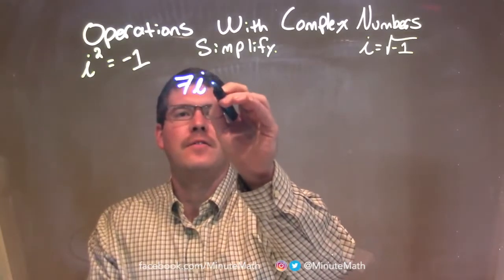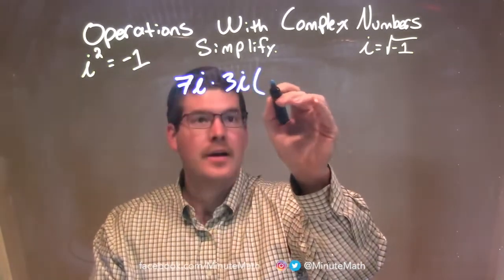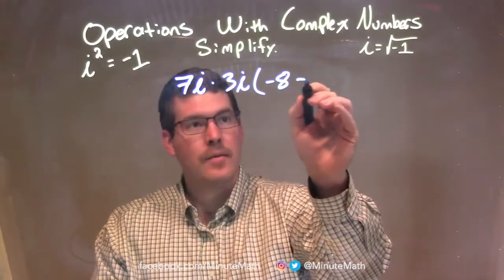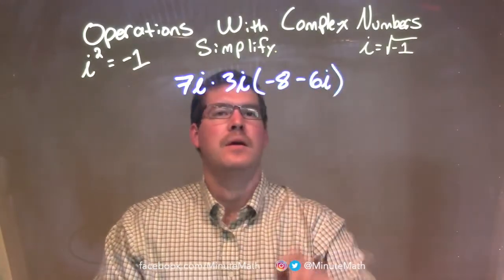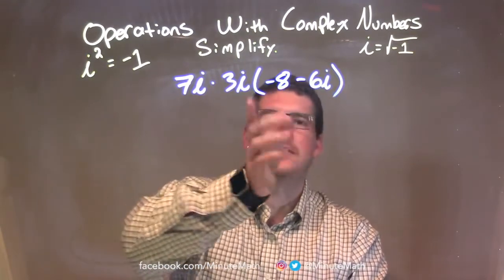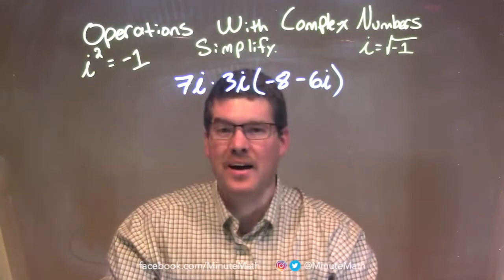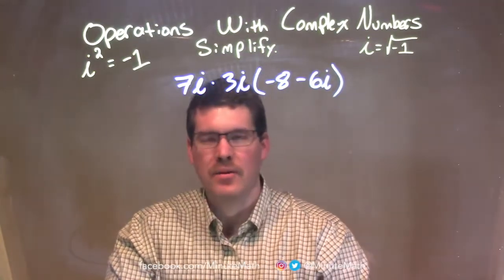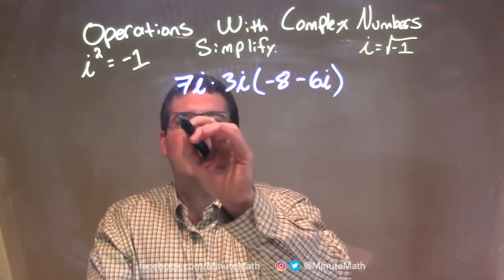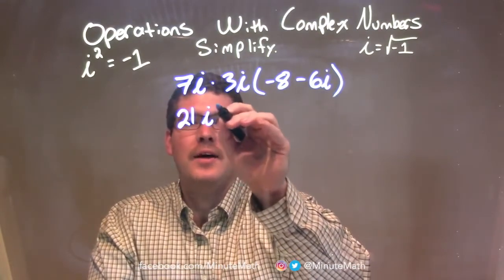7i times 3i times negative 8 minus 6i. Now, since we see the 3i out front, we think instantly, oh, I should just distribute it across. I'm actually going to multiply the 7i times 3i first. That's going to be my first step, okay? So 7 times 3 is 21, and i times i is i squared. So we have 21i squared here.